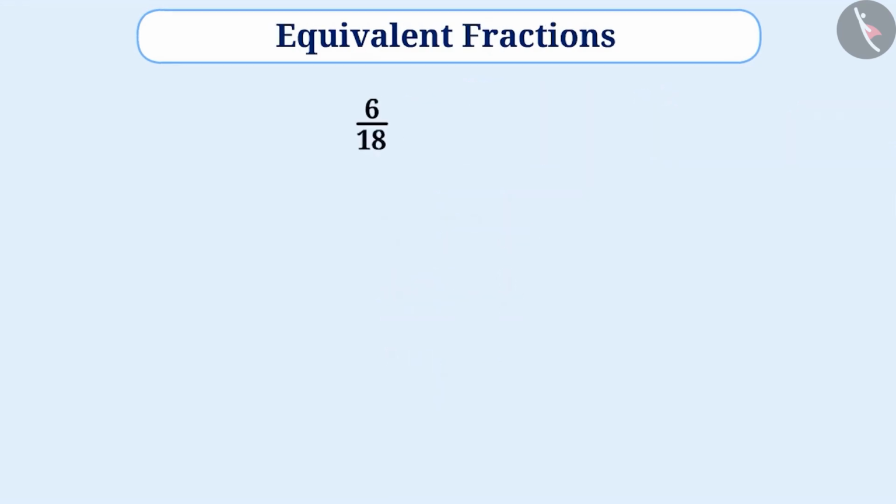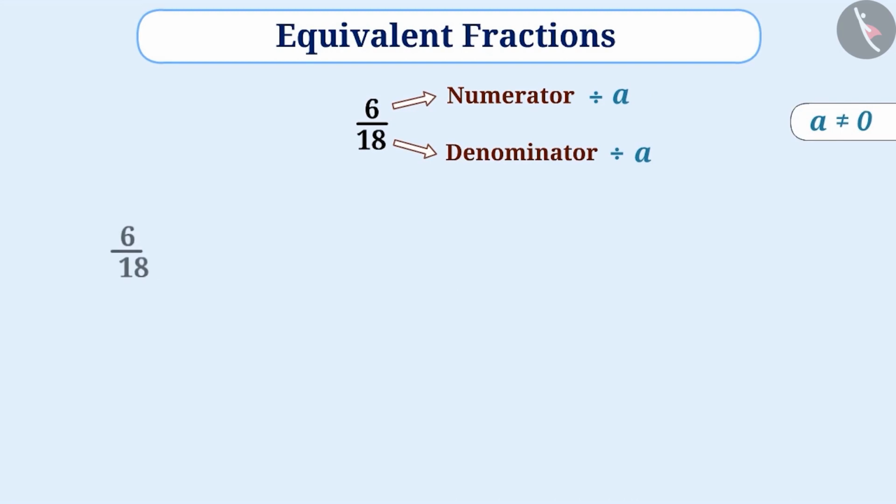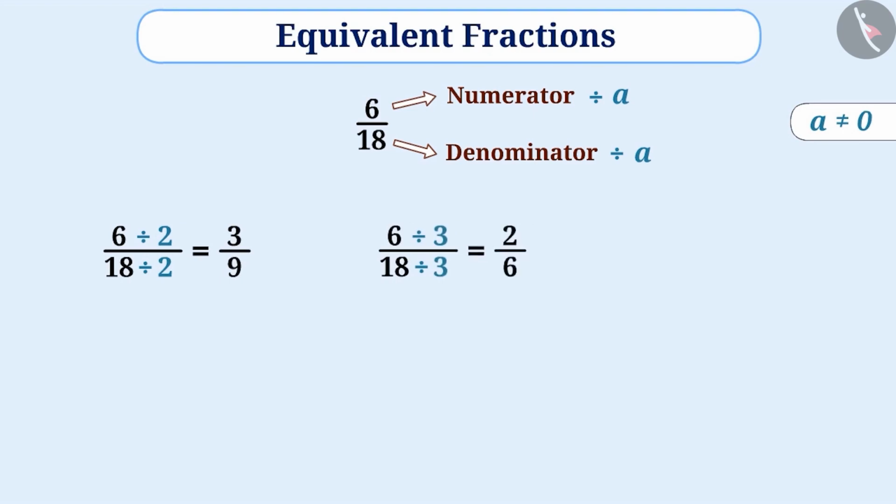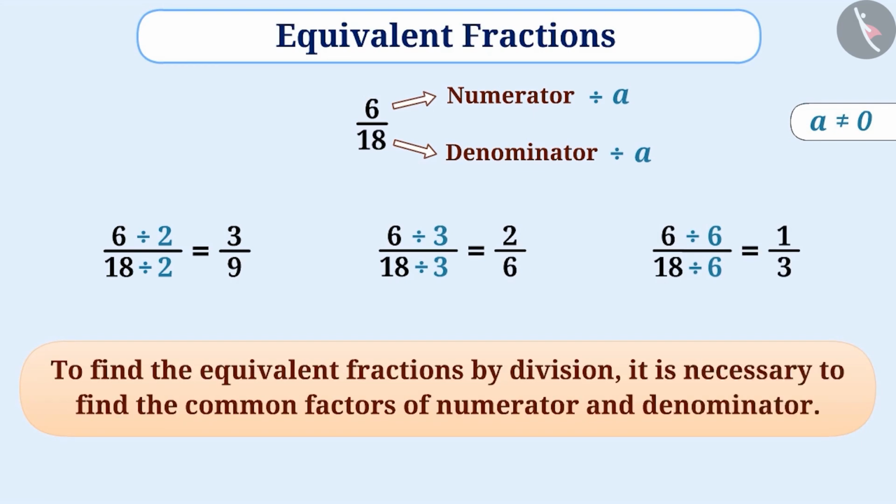Similarly, in order to find the equivalent fractions of any given fraction, we can divide its numerator and denominator by the same number. For example, to find the equivalent fractions of 6/18, the numerator and denominator can be divided by 2, which gives the equivalent fraction 3/9. Similarly, dividing by 3 will give an equivalent fraction of 2/6. And similarly, dividing by 6 will give an equivalent fraction of 1/3. To find the equivalent fraction by division, it is necessary to find the common factors of numerator and denominator.